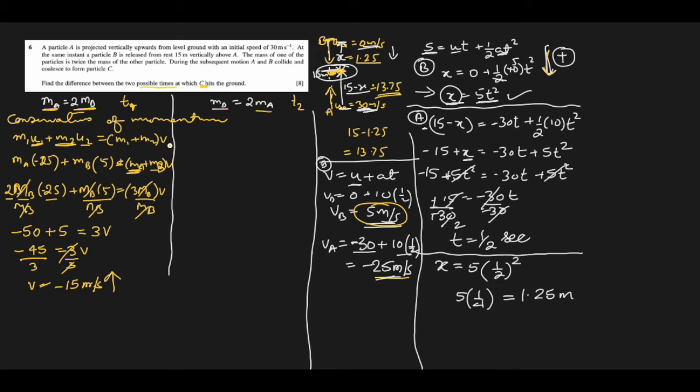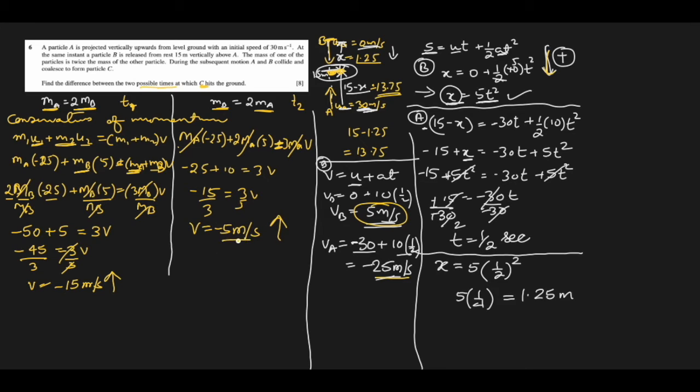Let's do the same thing here. In this case, mb is 2ma. So I will substitute this mb, but everything else will remain the same. So ma times minus 25 plus 2ma times 5 equals 3ma times v. Okay, again we divide by ma, so ma goes from all these three, so minus 25 plus 10 equals 3v, minus 15 equals 3v, divided by 3 both sides. v is minus 5 meters per second. Again, it is going up but slower when mb is heavier. All right, these are the ones.